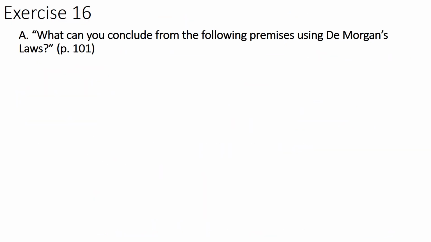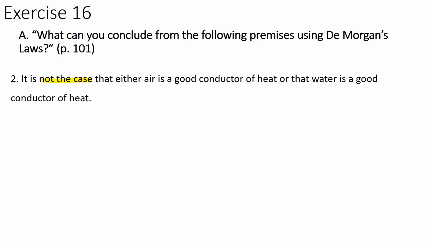Turning to page 101, what can you conclude from the following premises using De Morgan's laws? For example, number 2, it is not the case that either air is a good conductor of heat or water is a good conductor of heat. Apply De Morgan, what do you get? Well, you would get air is not a good conductor of heat and water is not a good conductor of heat. Think about this verbally. Think about this symbolically, and then you will absorb De Morgan's law in a crystal clear way. Essentially, we went from not (x or y) to not x and not y.